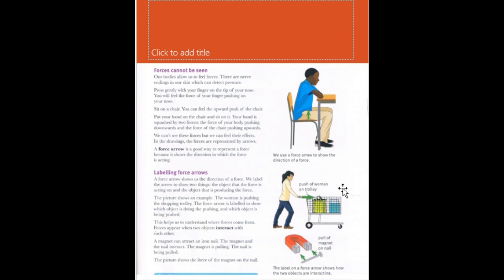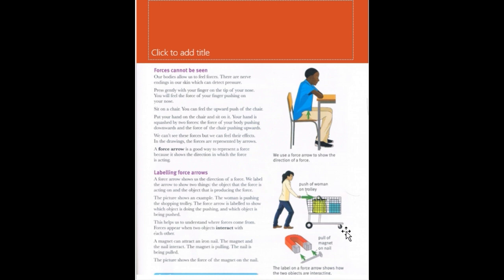This helps us to understand where force comes from. For example, this picture. The one who is pushing is the woman, and the one being pushed is the trolley. Force appears when two objects interact with each other. For example, this one, students. Between the woman and the trolley, they interact with each other.